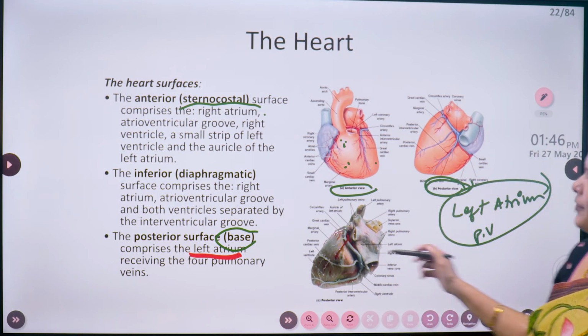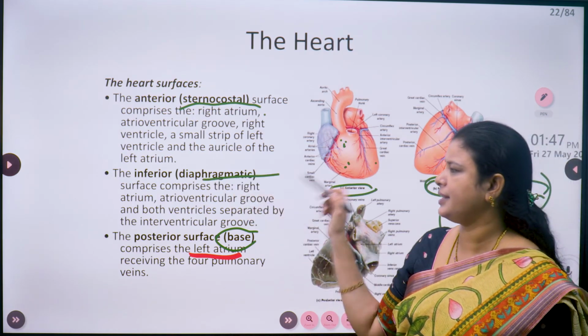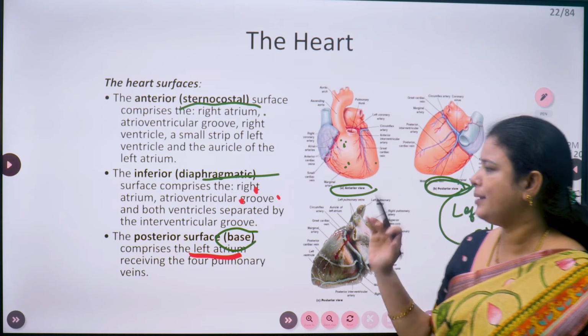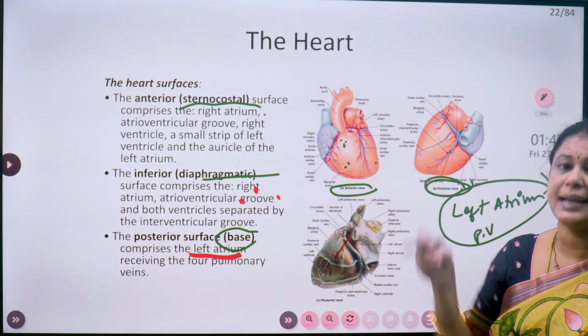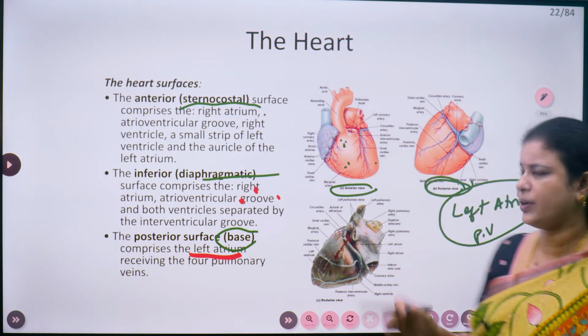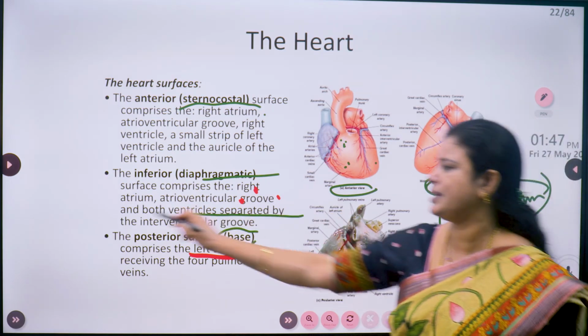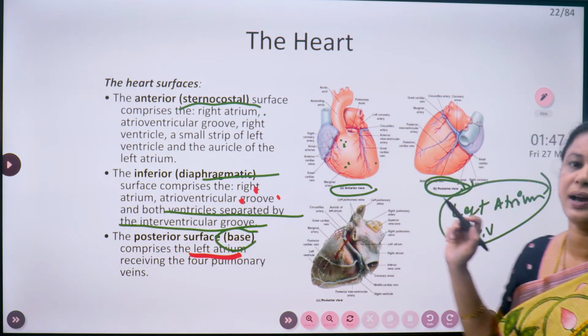Inferior or diaphragmatic area. In the inferior region we can find the right atrium, atrioventricular groove and both ventricles separated by the interventricular groove. The ventricles are separated by the interventricular groove.